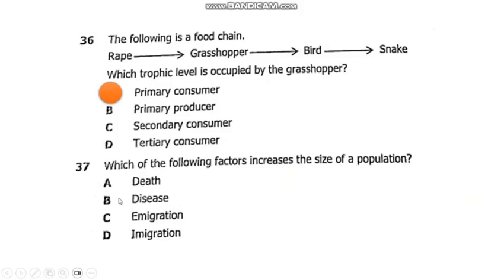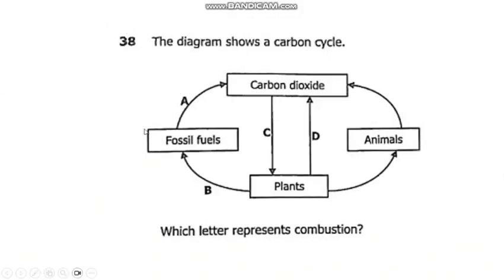A, death. B, disease. C, immigration. D, emigration. So the factor that will increase the size of the population is the one where a population is joining another population, and this is immigration. So the correct answer is C. We now come to question 38.